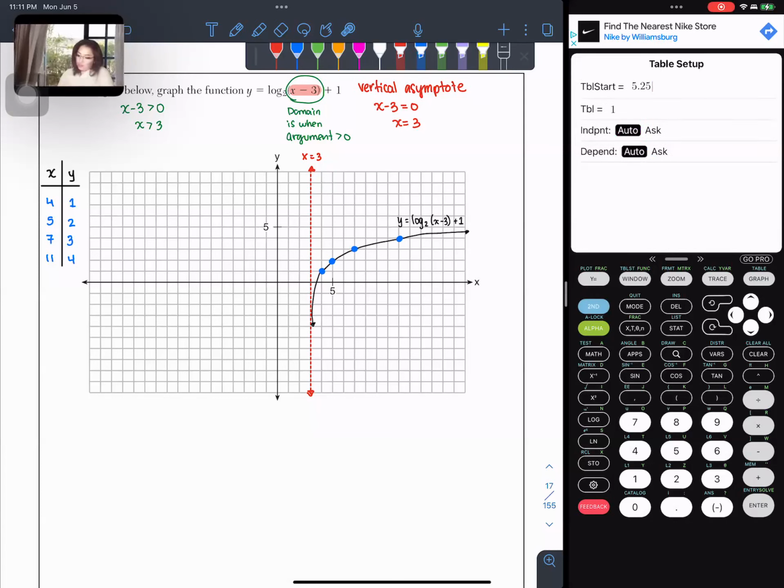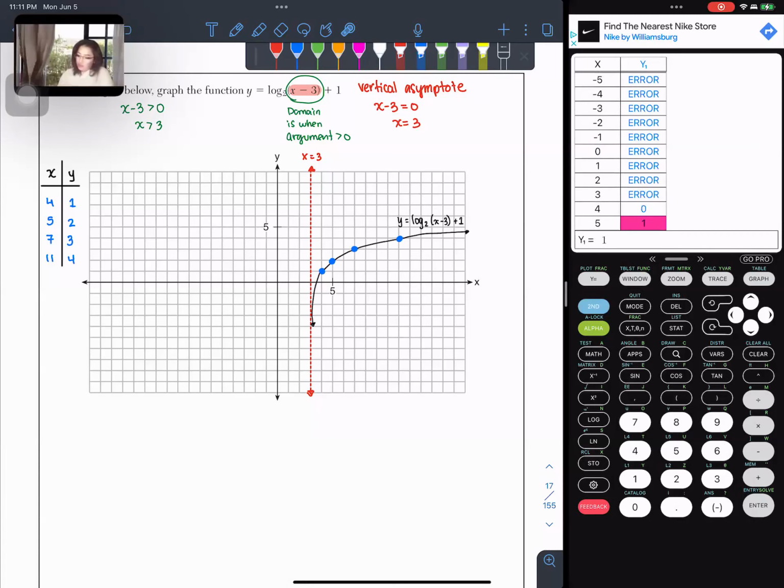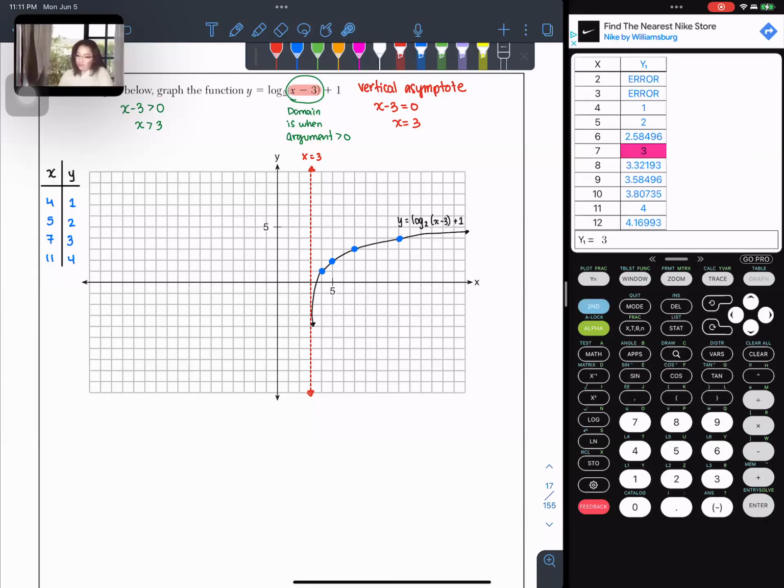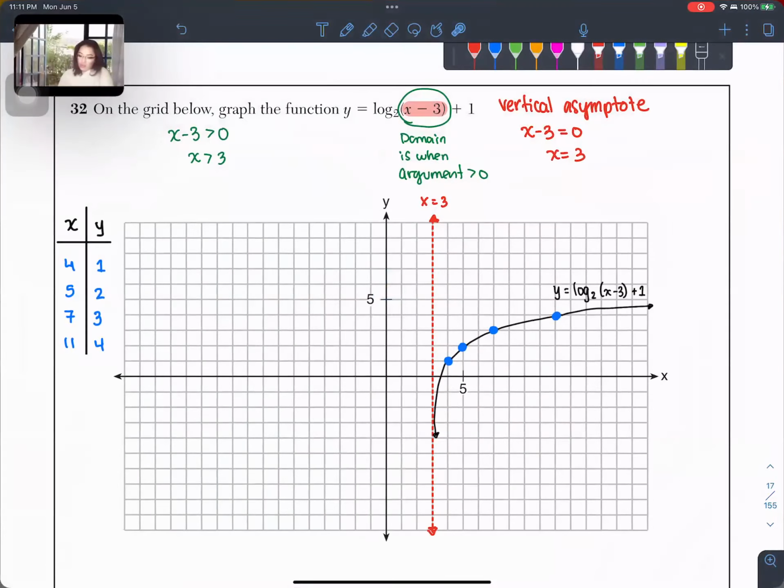It's a table set function. Let me clear this. Let's do 0 table set. Okay, there we go. So you just scroll through and you just copy the ones that have integer values. Oh shoot, there's a y-intercept of 4. Did I mess up? Oh, I did mess up. I forgot to press +1. I was like, wait a minute. Okay, so 4 is 1, 5 is 2, 7 is 3, and 11 is 4. Yep. And that's a wrap.